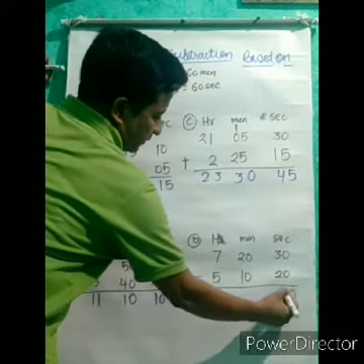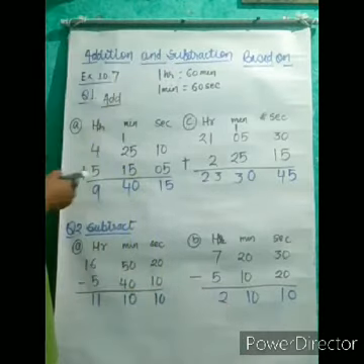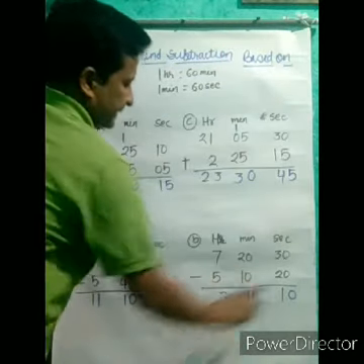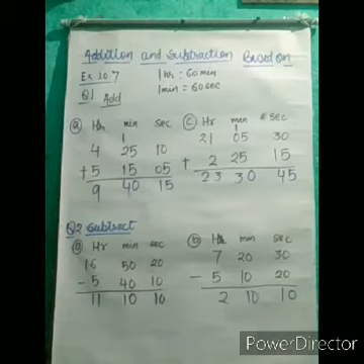So here 0, 1, 10, 2. In this case also you can see minutes and seconds are less than 60, so no need of doing any divide. Now we will see the next exercise.